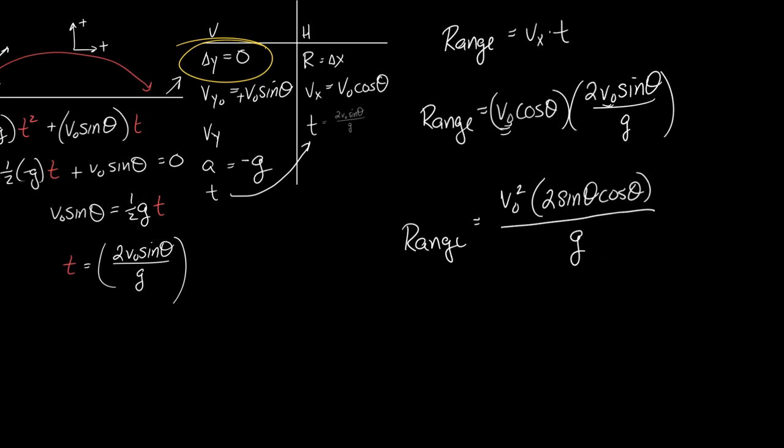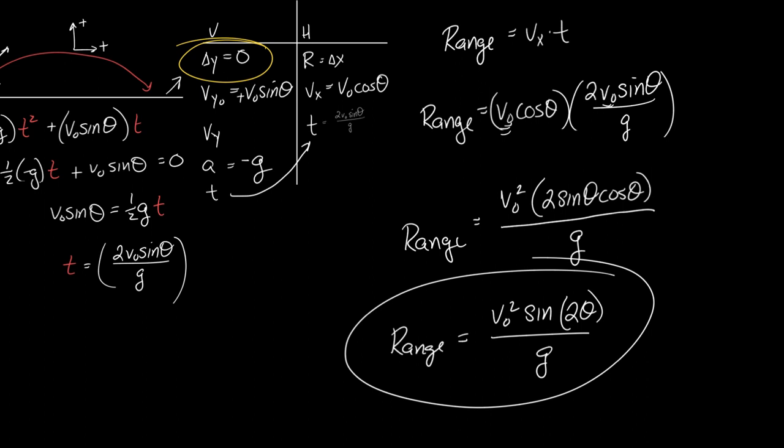Now, I put the 2 sine theta, cosine theta together for a reason, and anybody who paid attention at the beginning of the class knows the reason. So if you weren't paying attention, we can write this as v naught squared times the sine of 2 theta divided by g. This is known as the range equation.